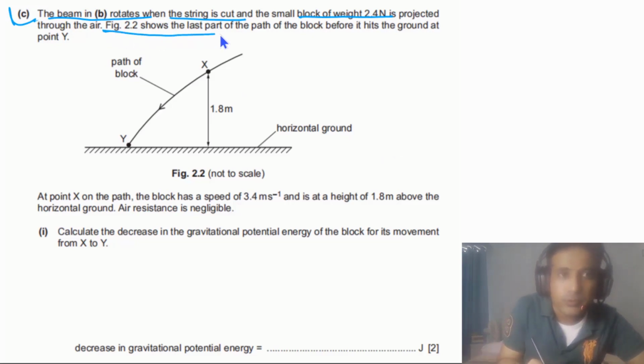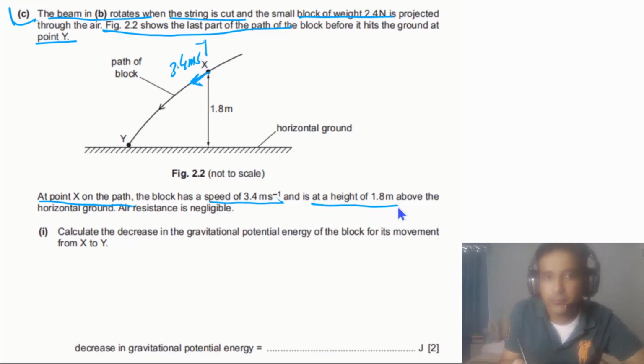Figure 2.2 shows the last part of the path of the block before it hits the ground at point Y. At point X on the path, the block has a speed of 3.4 meters per second, meaning here the speed of the block is given, that is equal to 3.4 meters per second, and it is at a height of 1.8 meters above the horizontal ground. So this is the height of this block above the ground at point X.